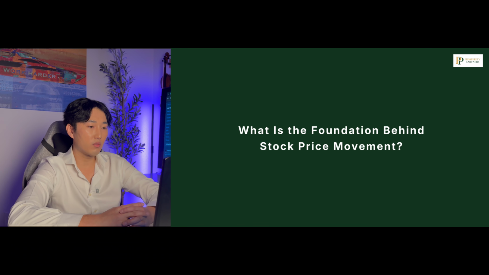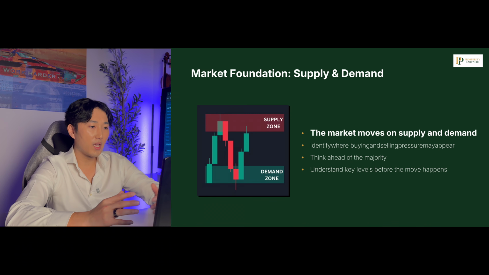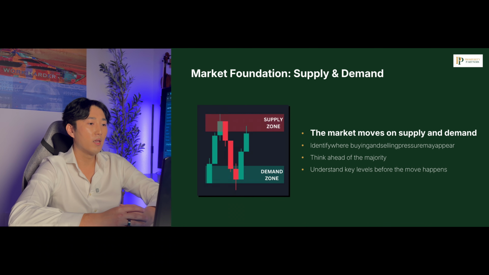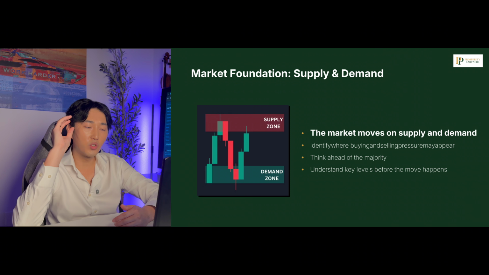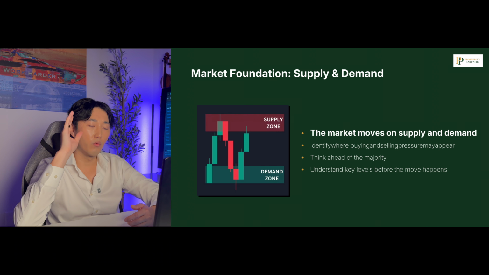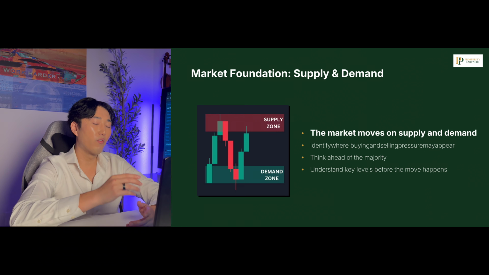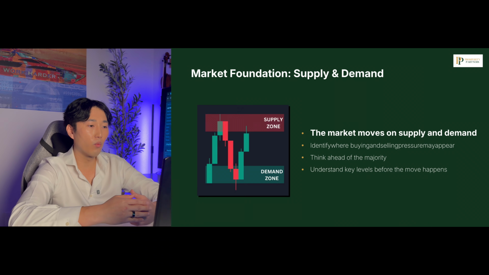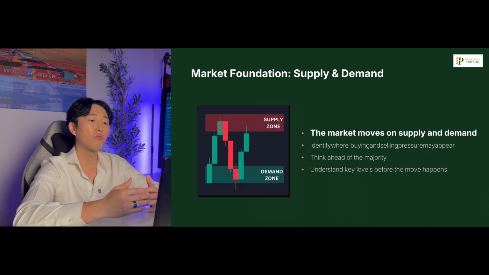So what is the foundation behind the stock price movement? You have to understand there are a lot of strategies out there in the market, but at the end of the day, our market foundation comes straight down to supply and demand, meaning where are the most sellers selling and where are the most buyers buying. So supply and demand, or resistance and support. The market moves on supply and demand. We simply identify where buying and selling pressure may appear. We're very good at identifying where the most buyers are buying and where the most sellers are going to sell, 5-10 steps ahead.